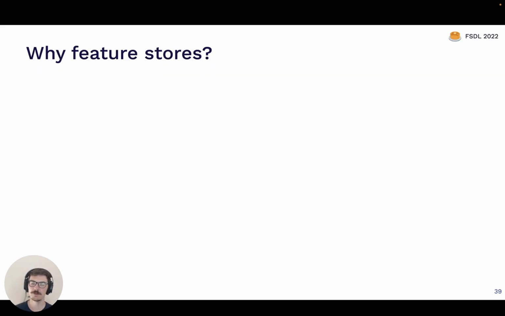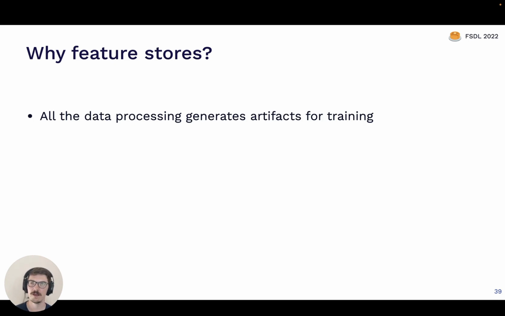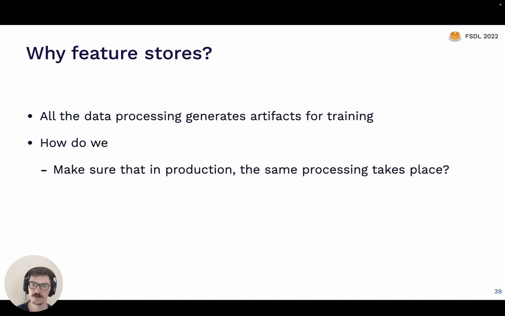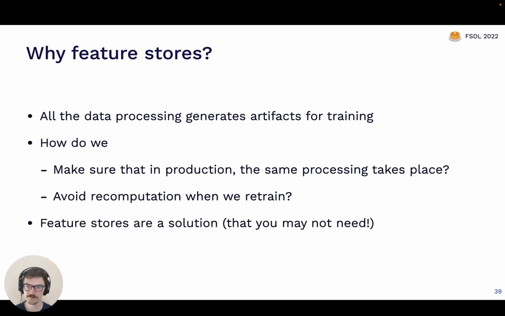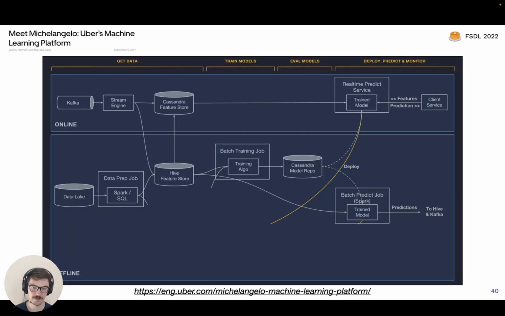Feature stores you might have heard about. The situation that they deal with is all the data processing we're doing is generating artifacts that we'll need for training time. So how do we ensure that in production, the model that was trained sees data where the same processing took place as happened during training time? And also, when we retrain, how do we avoid recomputing things that we don't need to recompute? So feature stores are a solution to this that you may not need.